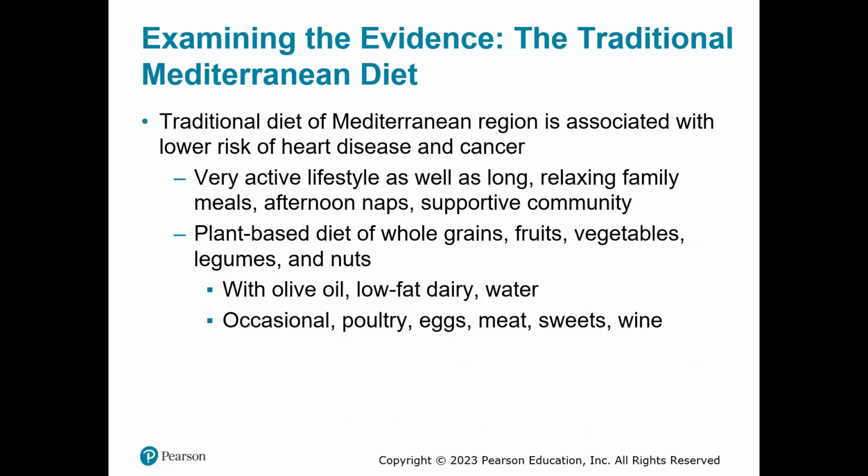All right. One of our most studied and healthiest types of diets is called the Mediterranean diet. It originated in the Mediterranean Sea area, like Greece and places like that. Those people have a much lower risk of heart disease and certain types of cancer as well. The Mediterranean diet is not just what you eat, but also has to do with your activities and your stress levels. So a very active lifestyle. They have long, relaxing family meals where you don't just chow down and finish your whole meal in 10 minutes. They often take afternoon naps.